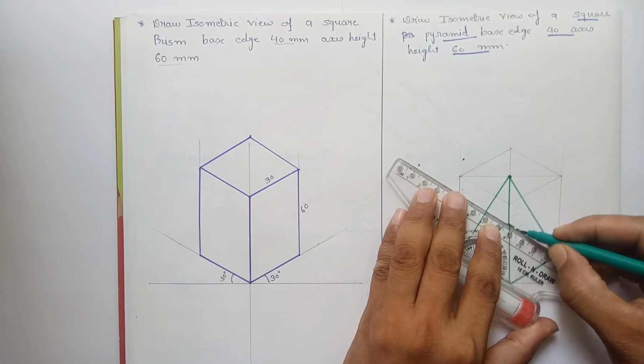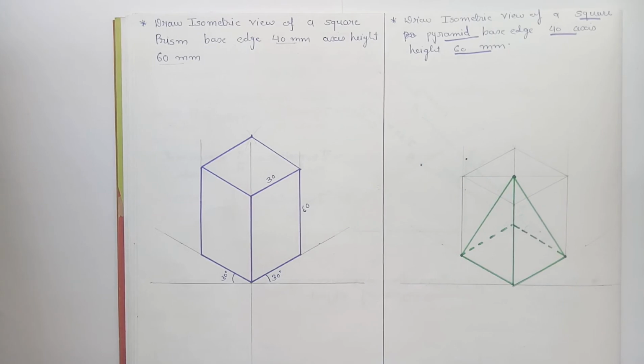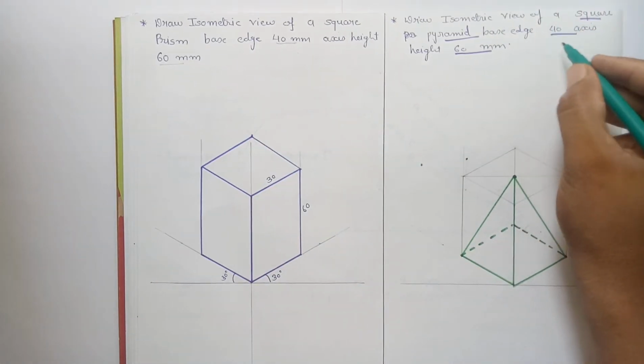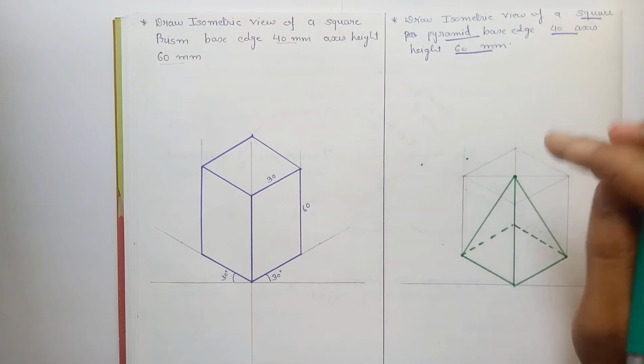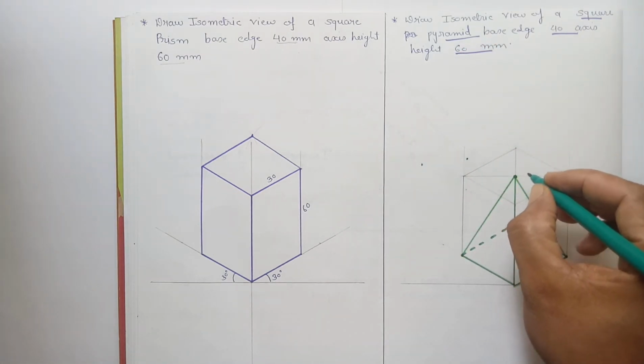So this will be the square pyramid. Again, if you want to draw the square pyramid, we have to draw the square prism having base length 40 mm, axis height 60 mm. First of all, draw the square prism, then mark the center of the top face.